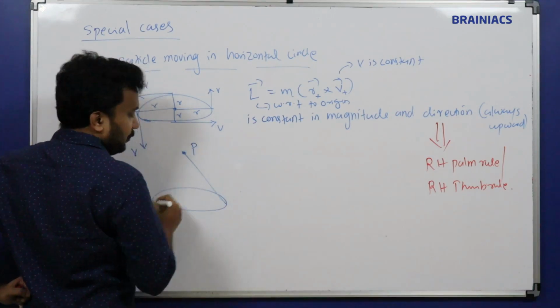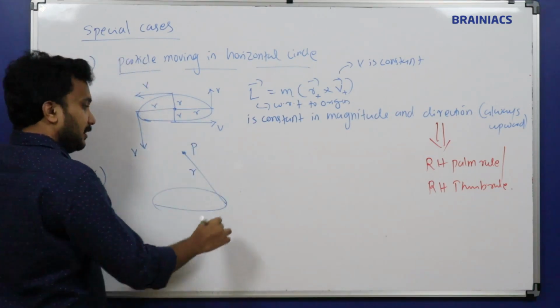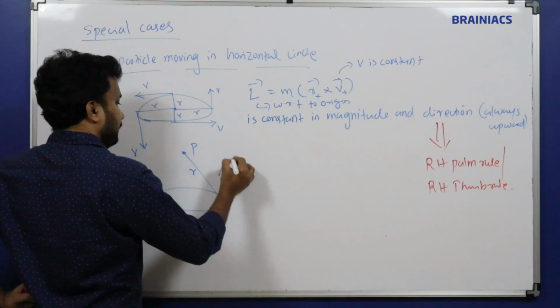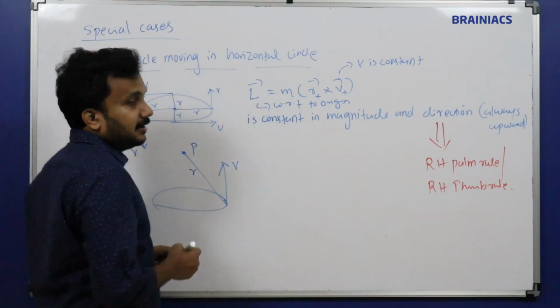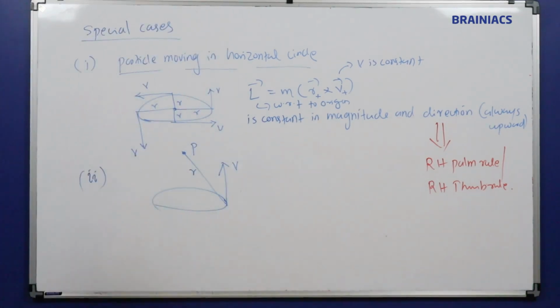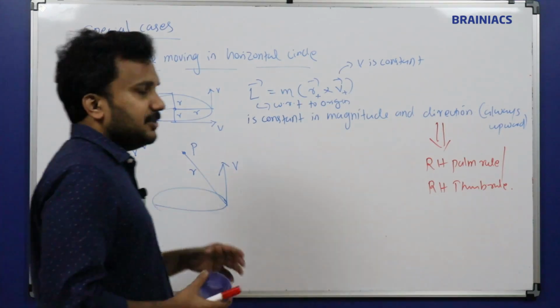So this position will be the direction R. So here we have a velocity like this. So what is the angle between R and V? Is it 0 degree or 90 degree or something else? The angle between R and V is always 90.